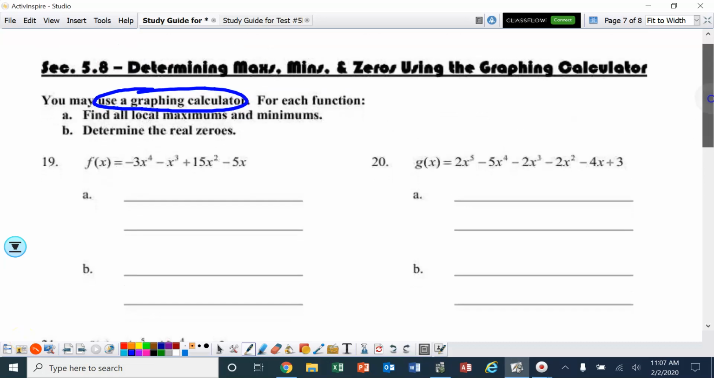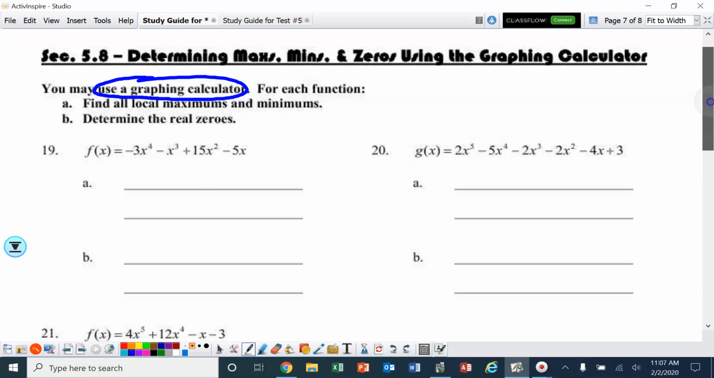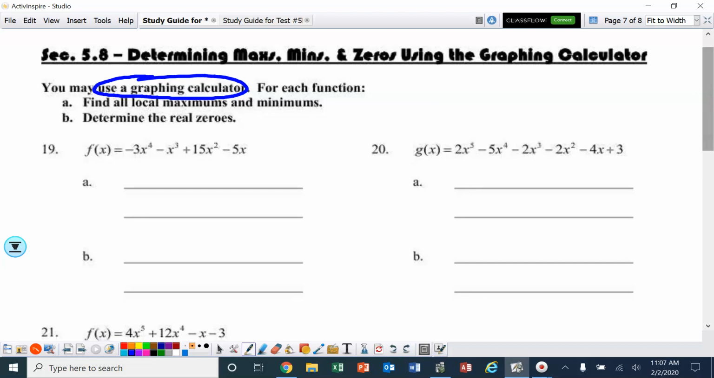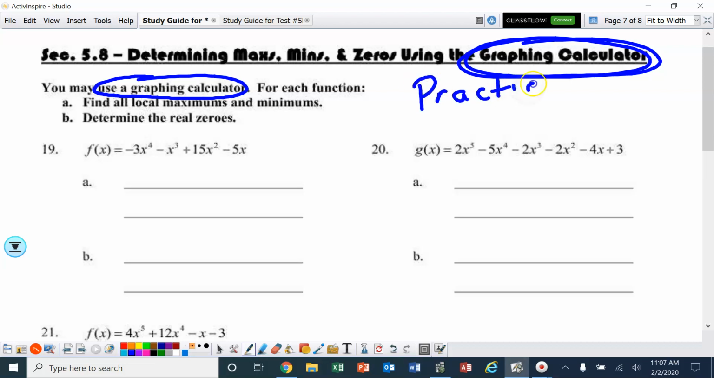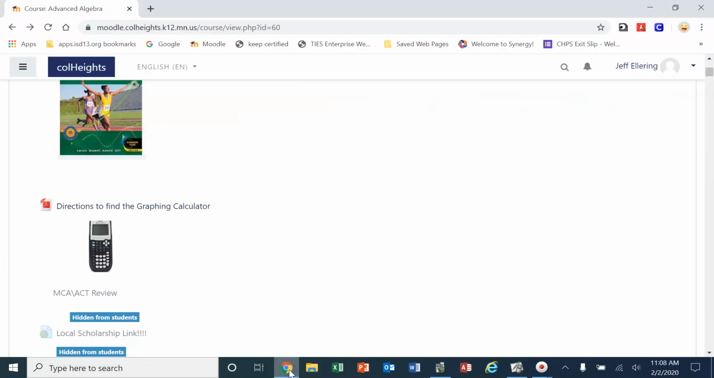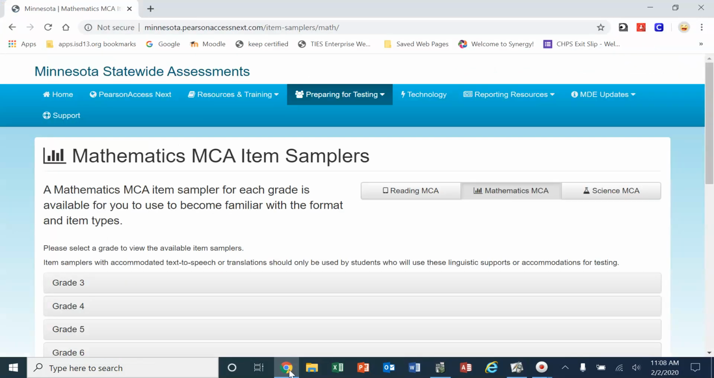Hello, ladies and gentlemen. Let's take a look at section 5.8, determine maximums, minimums, and zeros using the graphing calculator. All right, now please remember you're gonna have to practice. Practice, practice, practice. Rewatch this if you need to. I'm gonna go step by step on how to find all of these things. Remember, you do have access to a calculator through the Moodle, okay?